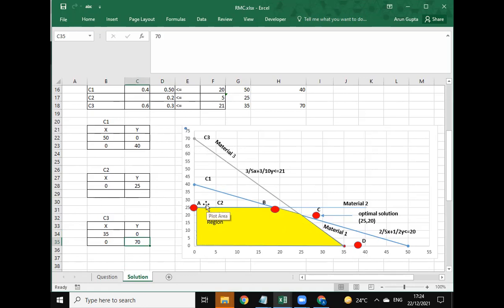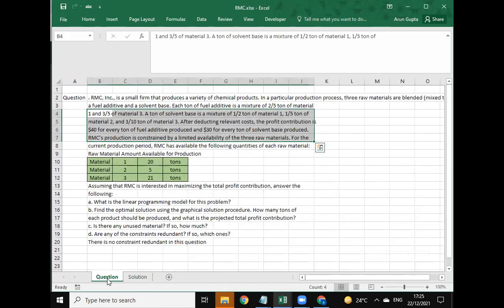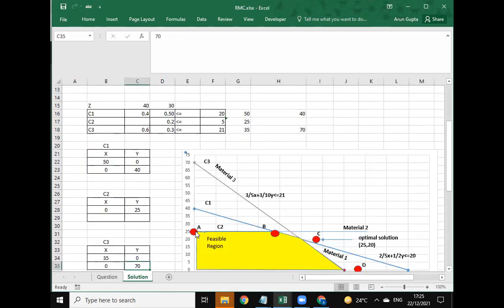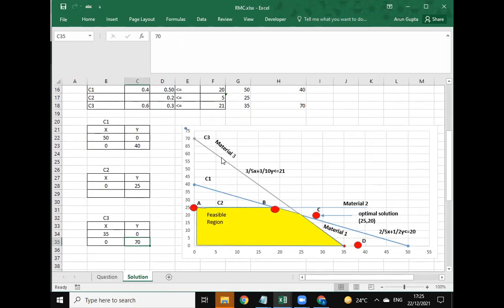Now, as per the question, we have to provide the optimal solution using the graphical solution procedure. So we have provided the optimal solution. As we can see, the first line is there, the second line is here, and the third line is here. We have created this for material 2. So all these lines are intersecting at points. We have captured the first point as A, the second point as B, and the third point as C. So this is the third point.